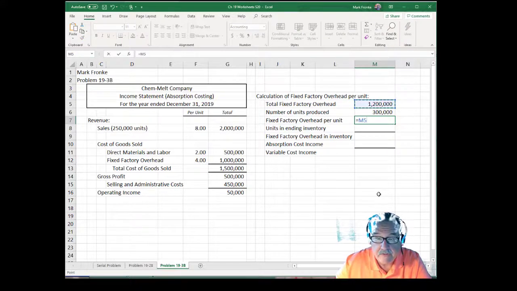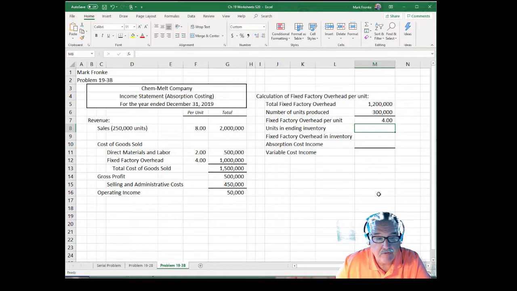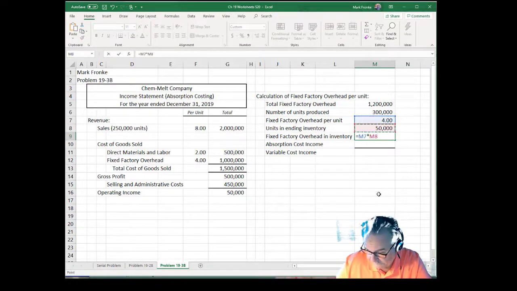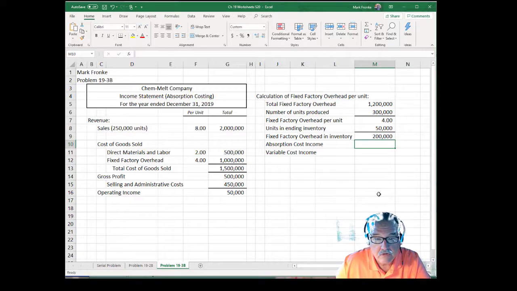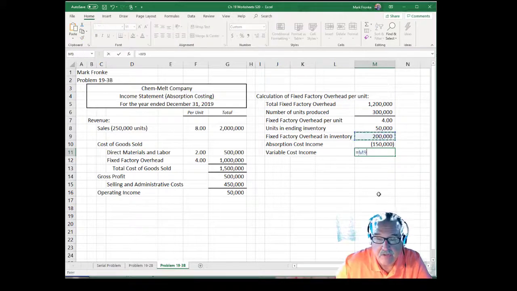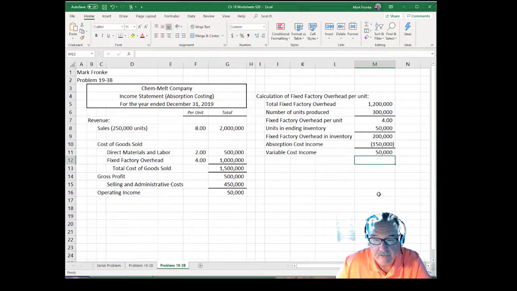So if we take the $1.2 million and divide it by 300,000, there's our $4 fixed factory overhead. We had 50,000 units in ending inventory. So the $200,000 represents inventory that's still on the balance sheet, 200,000. The loss they presented in the book was 150,000.